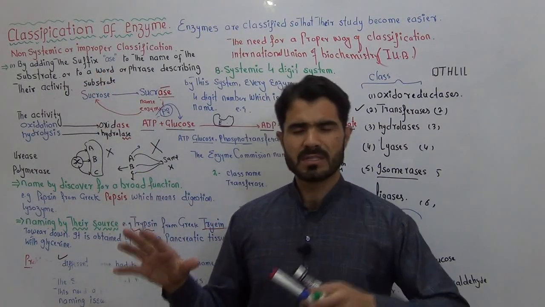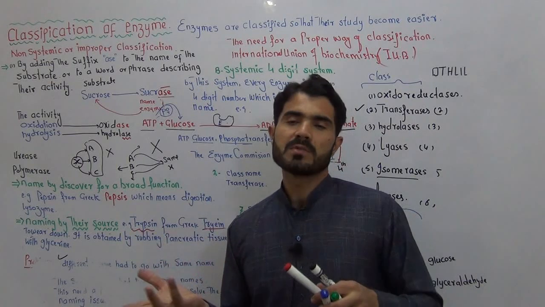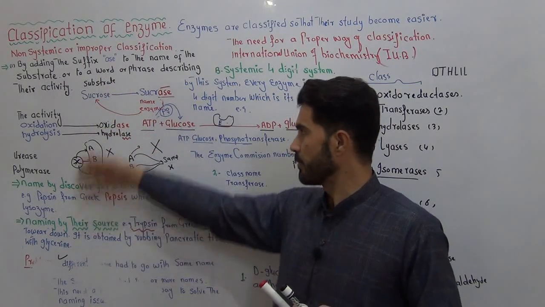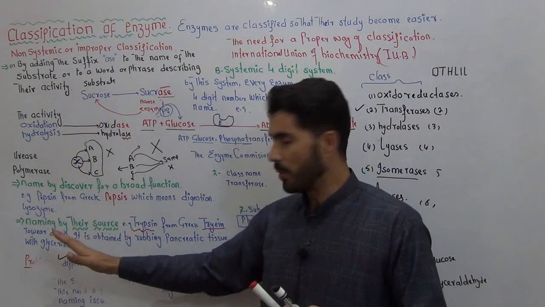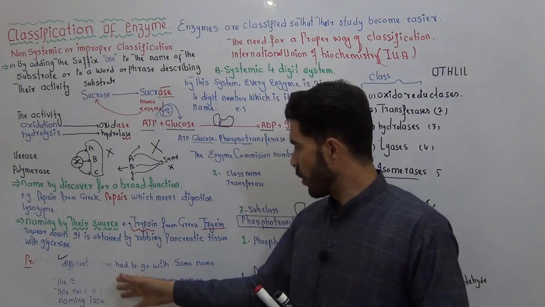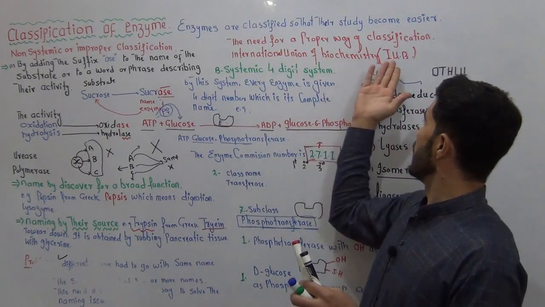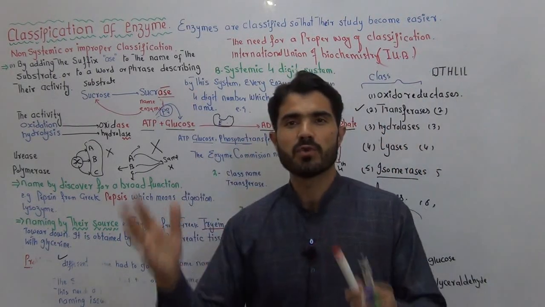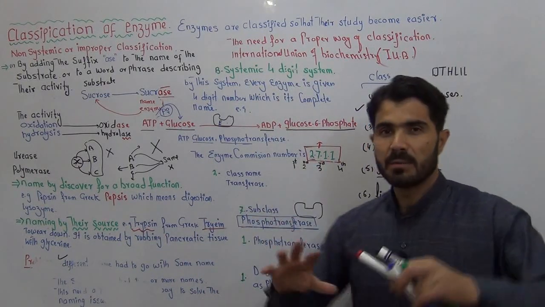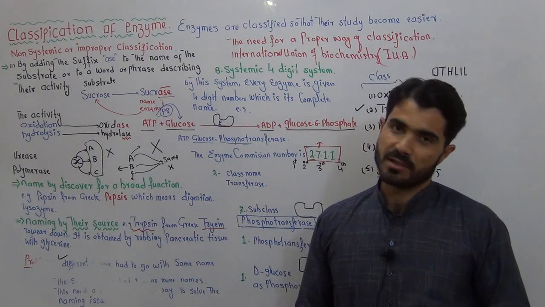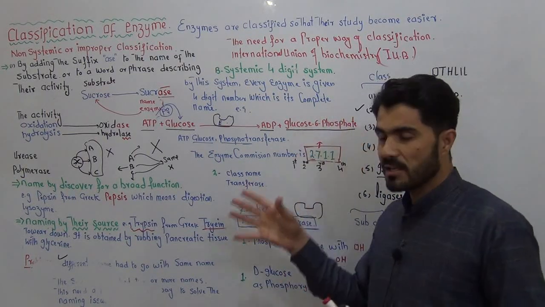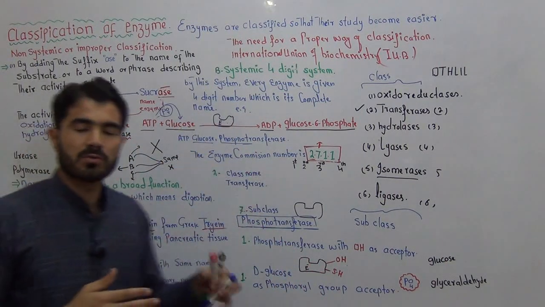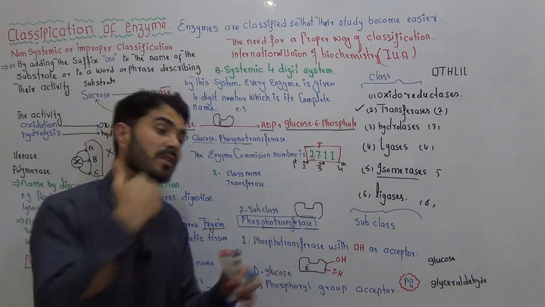But there were some problems. Some problems were encountered with this type of naming system. In order to avoid these problems, we had to go with IUB, which stands for International Union of Biochemistry. In this system, we introduced a 4-digit system in which the complete characterization of the enzyme is explained. In this lecture, I gave just one example of an enzyme, and you can also find the 4-digit number for other enzymes as well.